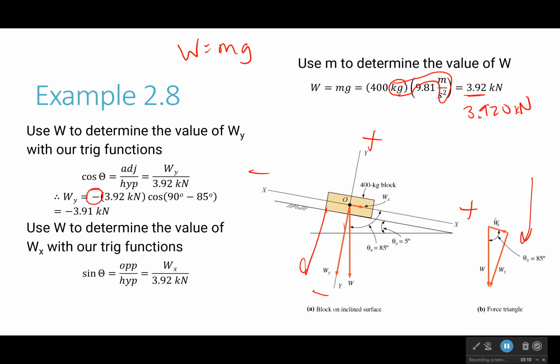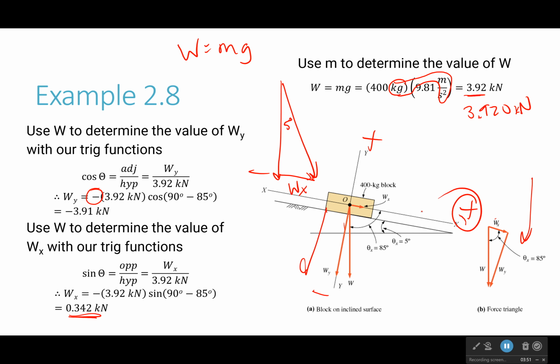And I use my trig function once again to find the other. And so you see here, since I'm using 5 degrees, I'll redraw this, make it a little bit simpler. There we go. So I'm using this 5 degree angle. Well, what's the side that's the base? Well, this is the base. That's opposite. And it also happens to be WX. And so opposite over hypotenuse is WX over 3.92 kilonewtons. I do sine of 5 degrees and I get, okay, this is going to be 0.342 kilonewtons. And be very careful with your signs here. This should come out to be positive because it's pointing in the positive X direction.